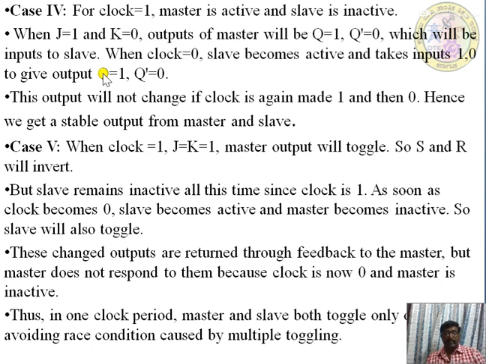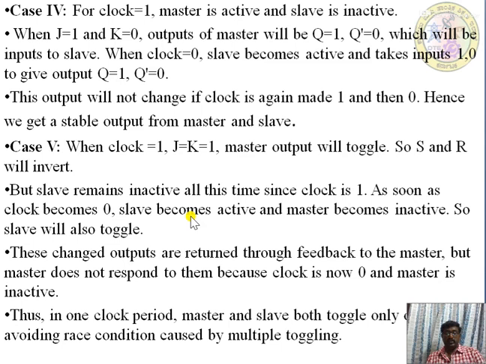Normally what is happening is, during the positive cycle we get the master output, and when clock is equal to 0, whatever the master output has been getting is copied to the slave output. When J and K are both equal to 1, the master output will toggle, so S and R will be inverted, but the slave remains inactive all this time since clock is 1. As soon as clock becomes 0, the slave becomes active and the master becomes inactive, so the slave will also toggle. Only during the positive cycle is the master on, and during the negative cycle the slave is on.